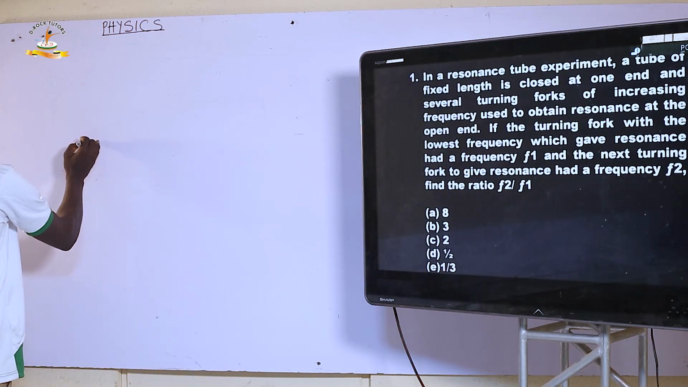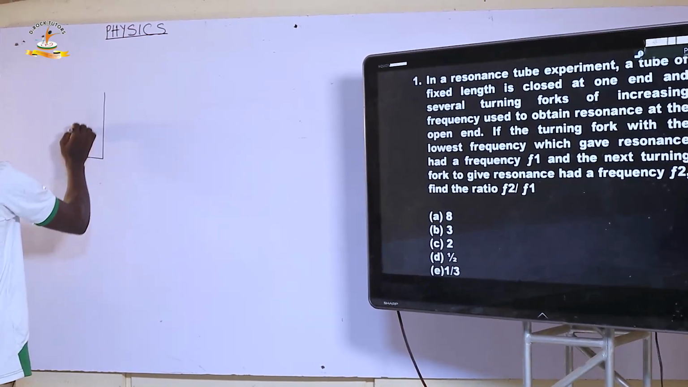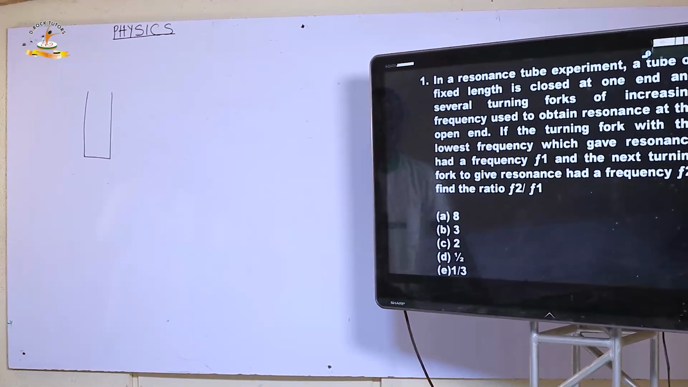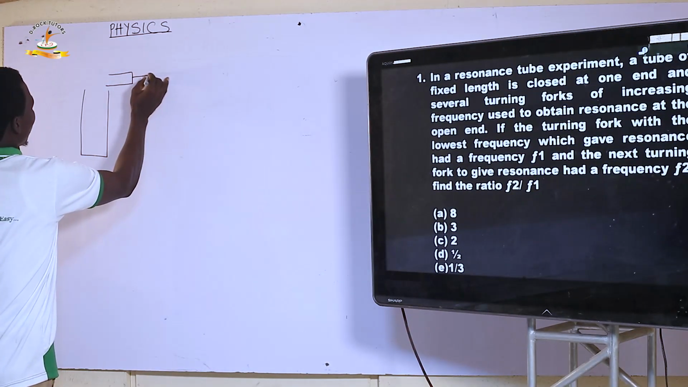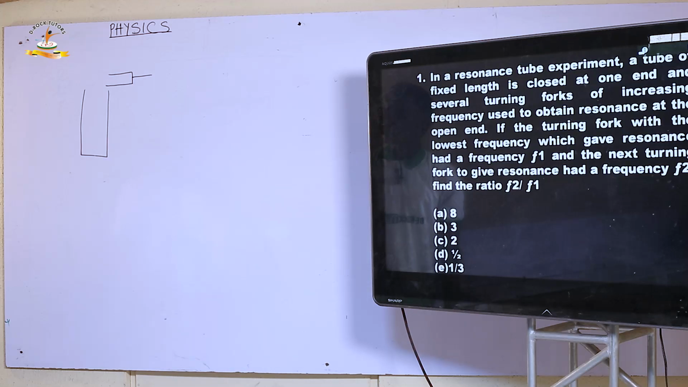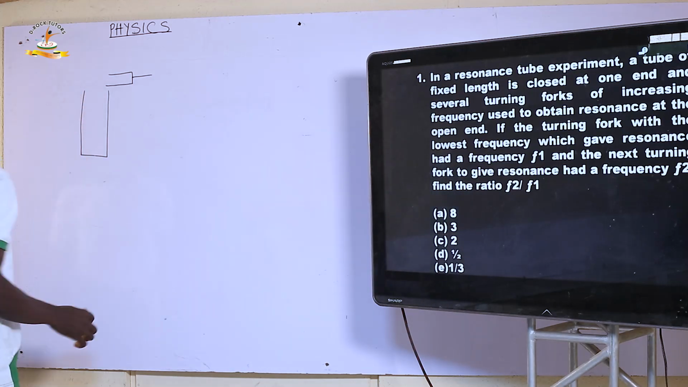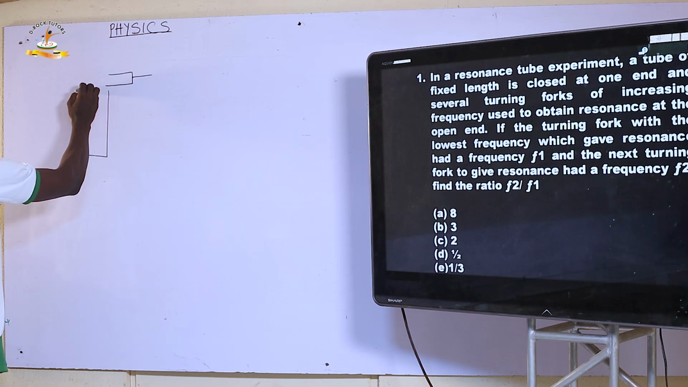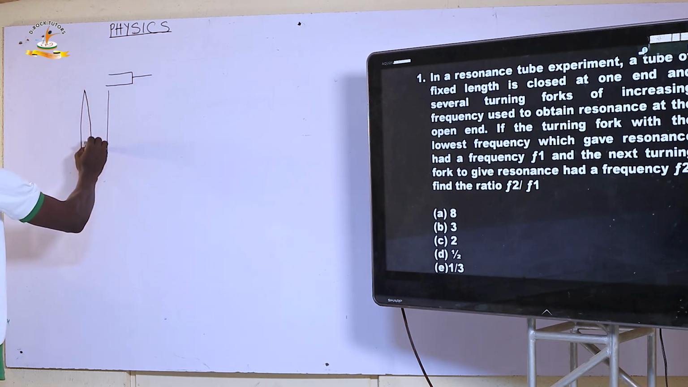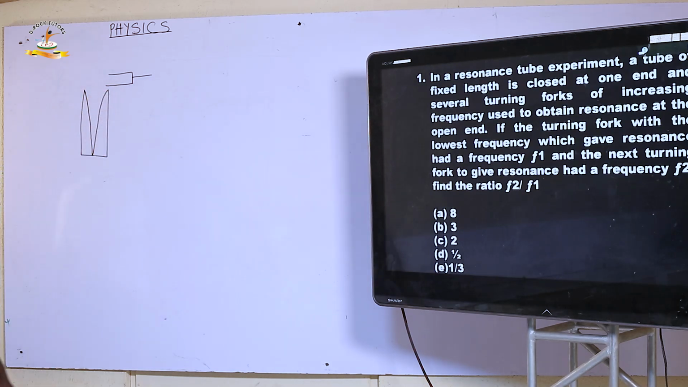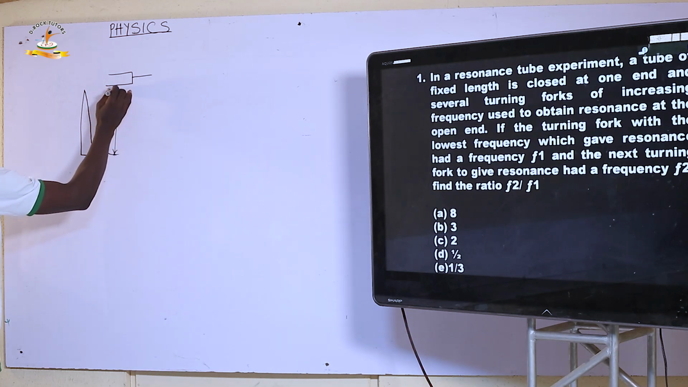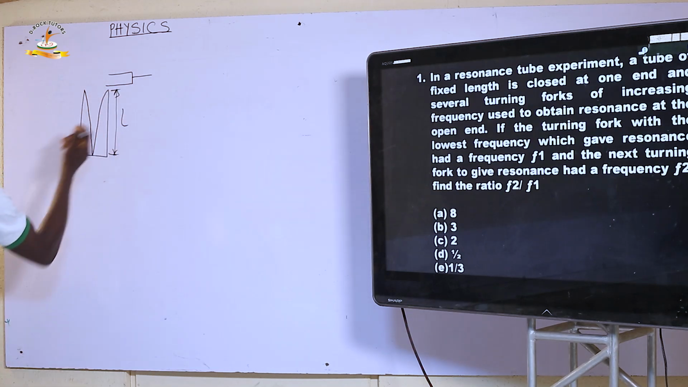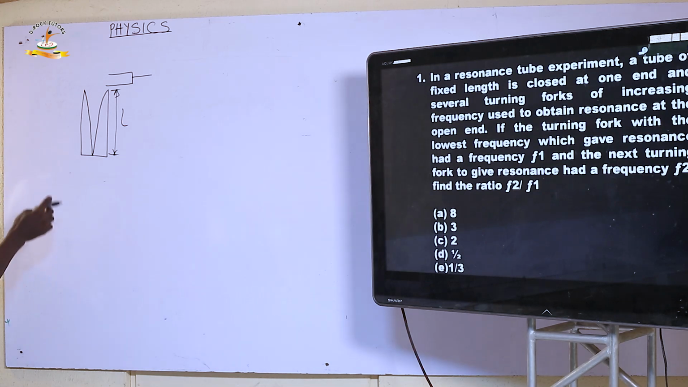So it always goes like this. I believe this is a tube, something like this, and we have a tuning fork. Tuning forks are used to obtain sounds of different frequencies. The first resonance will happen when the antinode just coincides with the open end. And you can see at this point, we have the length L.